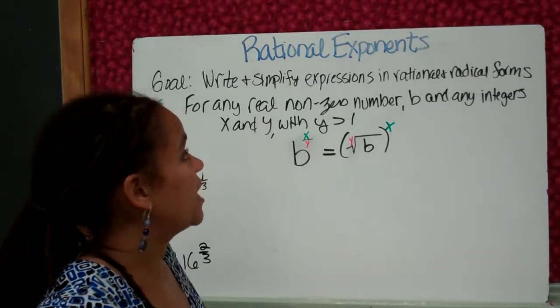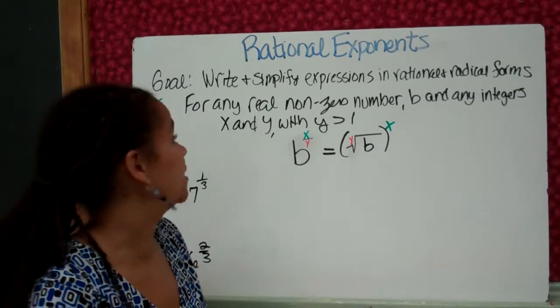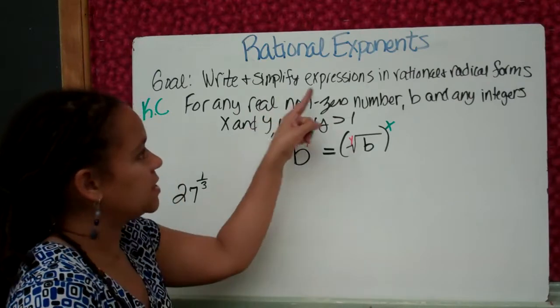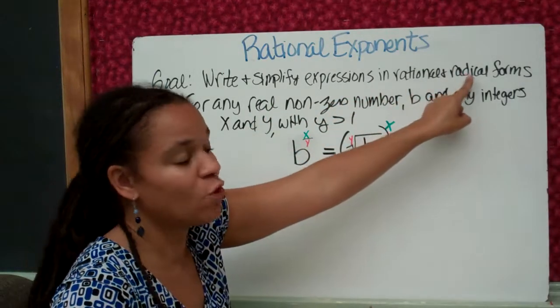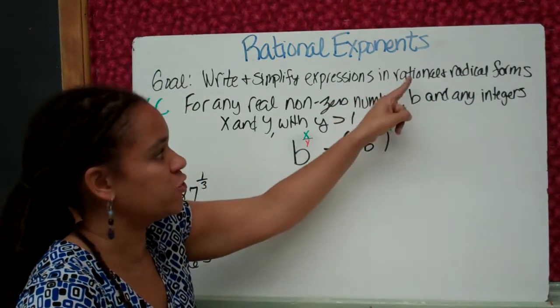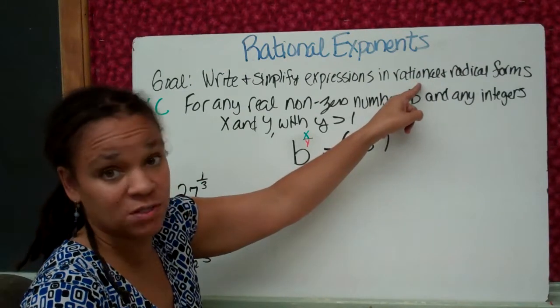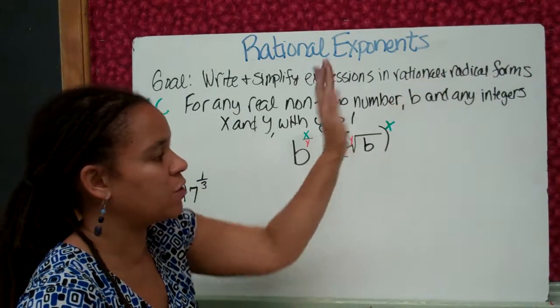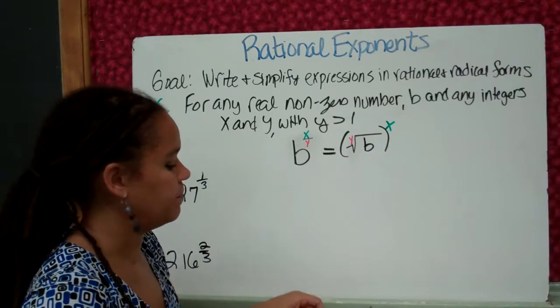Hi, it's Mrs. Pope, and today we're going to talk about rational exponents. Our goal is to write and simplify expressions in rational and radical forms. Rational is where we have an exponent that's a ratio or a fraction, and radical is when we actually have the radical in the form.